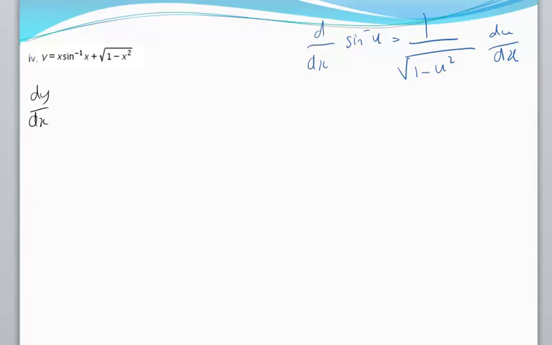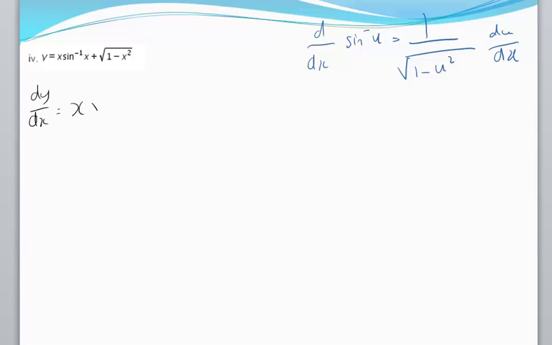And on to our last example. This one is a little bit more complicated. We'll start by writing our formula at the top to refer to. So d/dx of our inverse sine of u is equal to 1 over the square root of 1 minus u squared, du/dx. When we look at this, dy/dx here: I've got x times our inverse sine of x. So we'll start with this part of our problem.